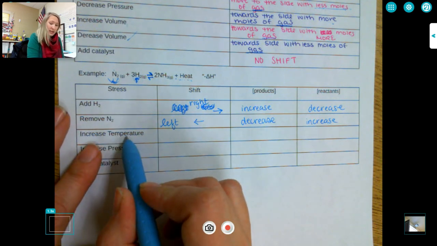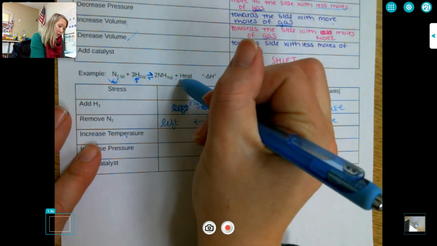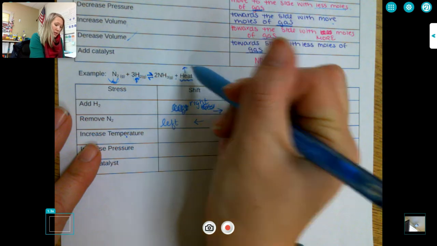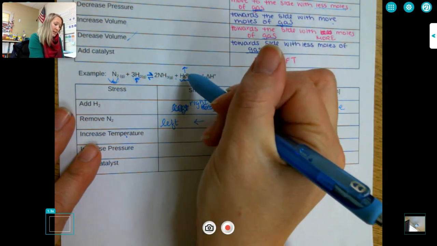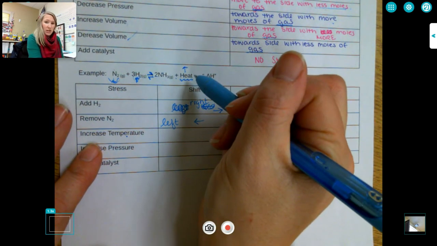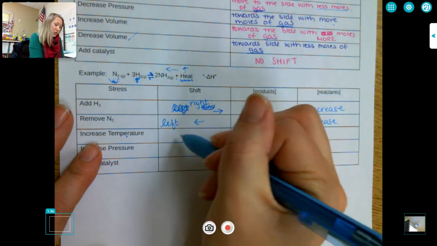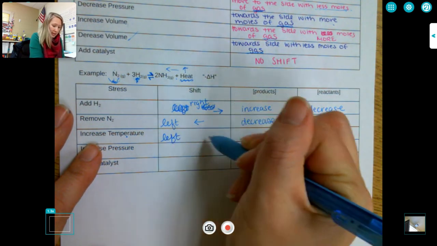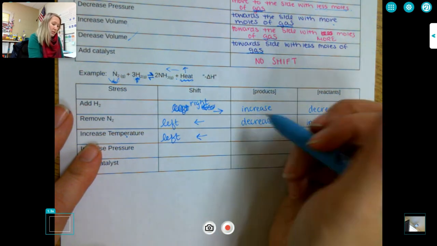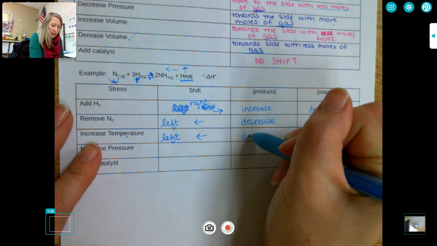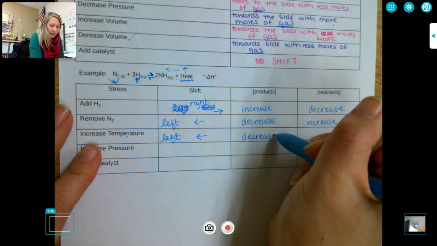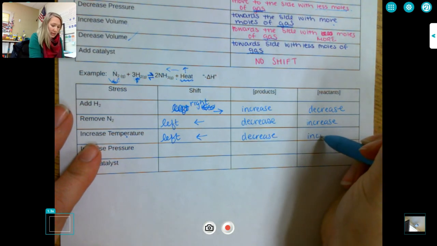What if I change the temperature? If I increase the temperature, well, heat is a product. So if I increase the temperature, that means there's extra energy getting taken out. So I'm going to shift to the left, so shift away, which again is going to decrease my products and increase my reactants.